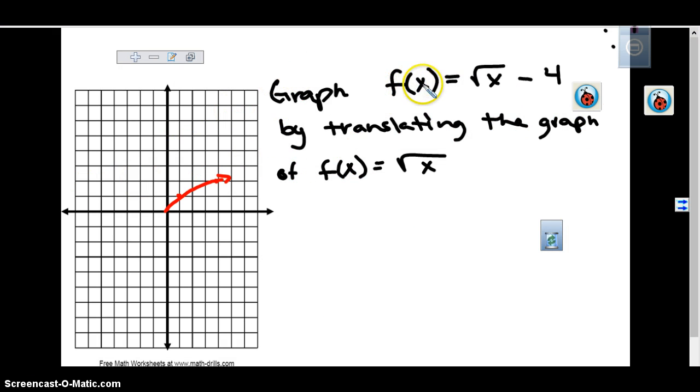We have to graph the function y equals the square root of x minus 4 by translating the graph of the function y equals the square root of x. Do we have to move up or down? We have to move down 4 units because this is minus 4. And it's exactly the same curve translated 4 units down.